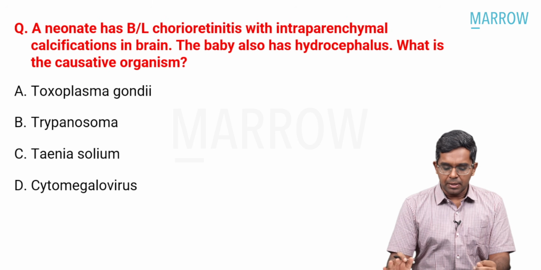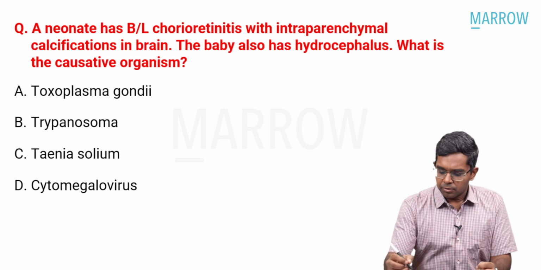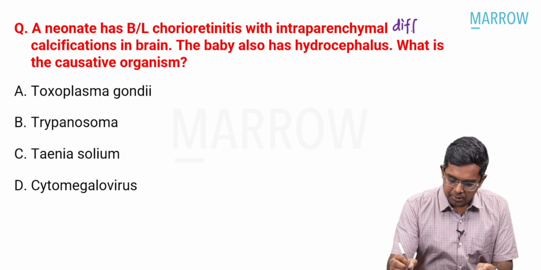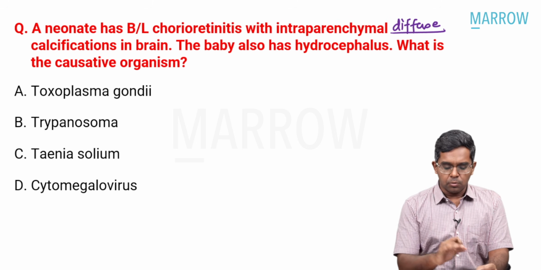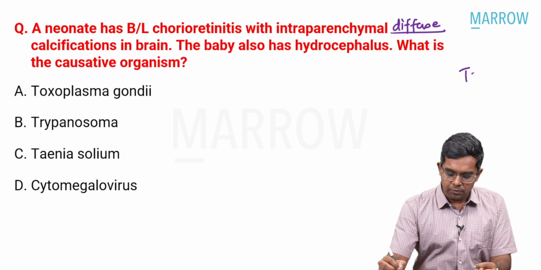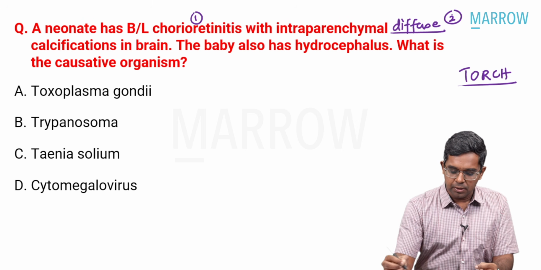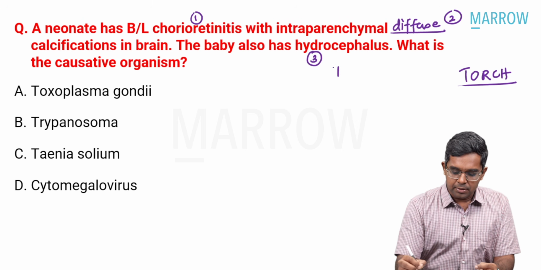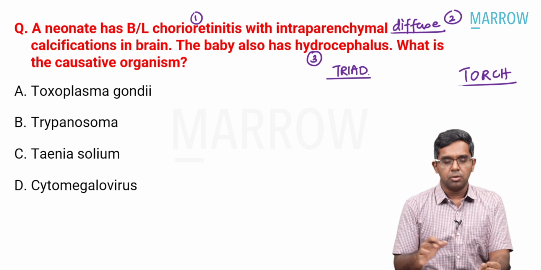A neonate has bilateral chorioretinitis and intraparenchymal calcifications in the brain. Okay, it's diffuse intraparenchymal calcifications in the brain. The baby also has hydrocephalus. What is the causative organism? The clue for this question is it is one of the TORCH infections characterized by these findings in the neonate. And the three features, chorioretinitis, diffuse parenchymal calcification, and hydrocephalus, itself is a triad of which of the following organisms? Is it Toxoplasma, Trypanosoma, Taenia solium, or cytomegalovirus?